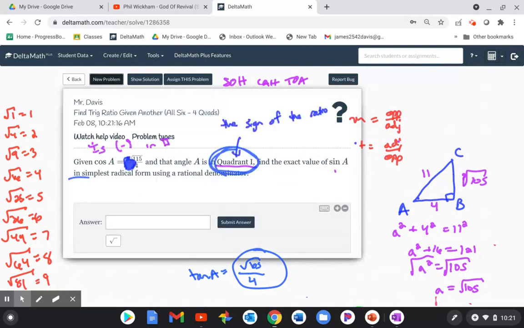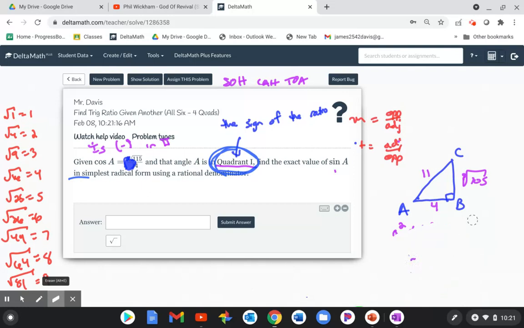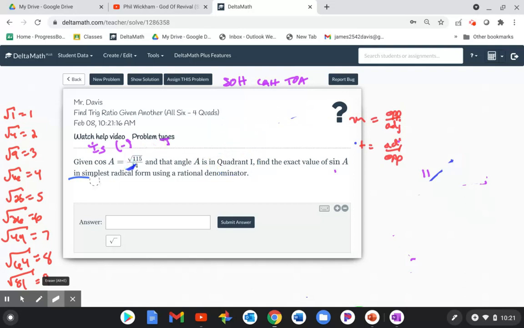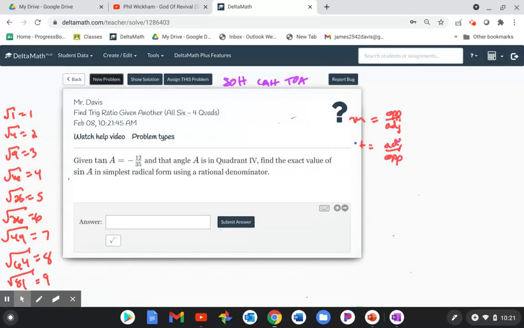All right, it probably seems like a lot of work. I know there's a lot of things to check, but just take your time, work through each step. We'll do 2 more here. This is another quadrant 1, so I'm going to not do this one, skip to a different one. All right. New problem. Quadrant 4. Okay, let's go with that one.